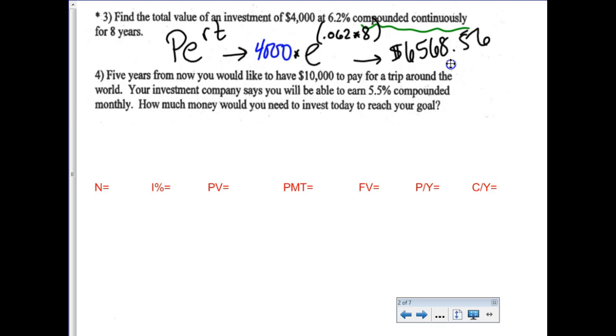So 5 years from now, you want to have $10,000 in your bank account to take a trip around the world. Hate to break it to this kid, but they're not going very far on $10,000. But that's okay. A girl can dream.